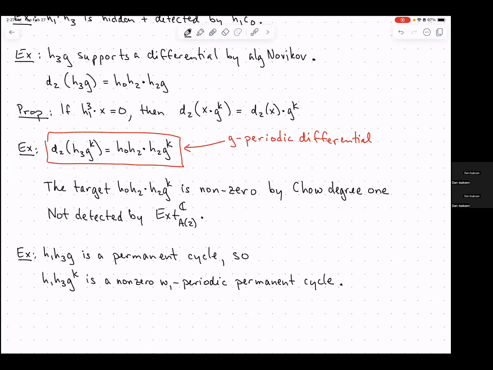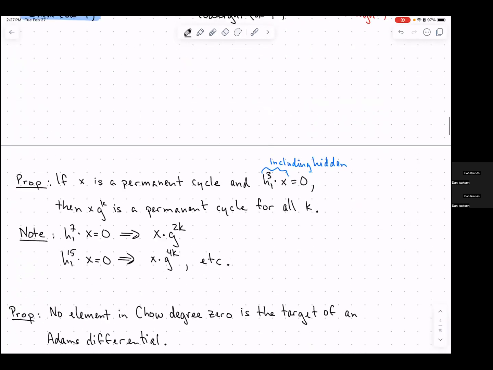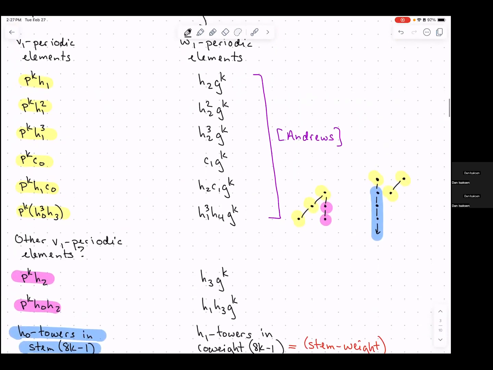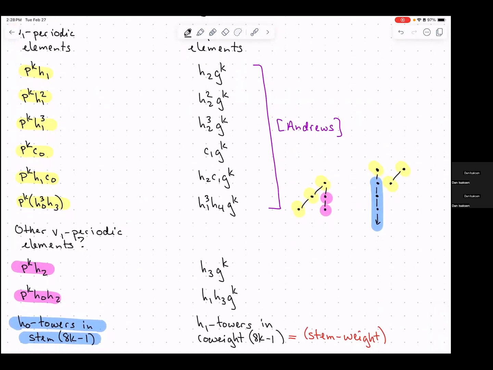Okay, so let's go back here and see where we're at. So this was the list of elements. Again, Andrews studied these guys.